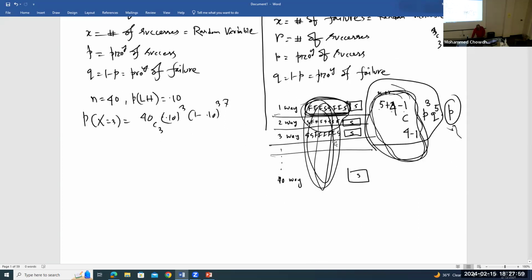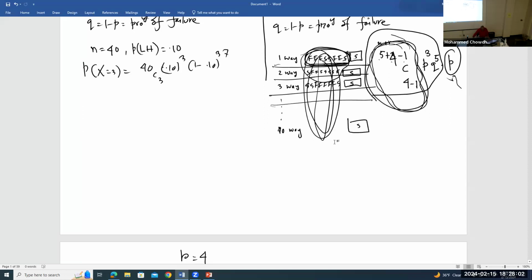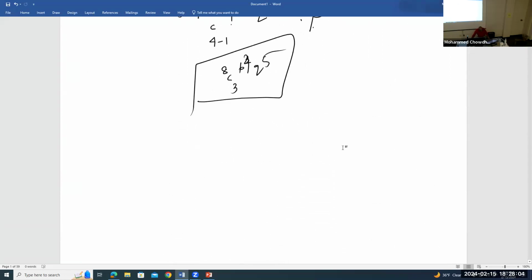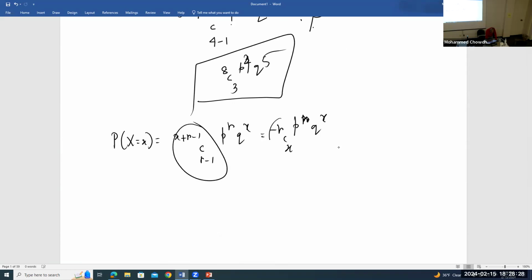Okay. Now, these distributions can also be written as probability of x equal to x plus r minus 1 C r minus 1 p to the power r q to the power x, which can also be written as minus r C x p to the power r q to the power x. These two things are the same. I'm going to show you that now, okay?